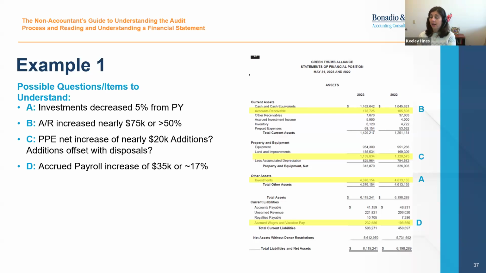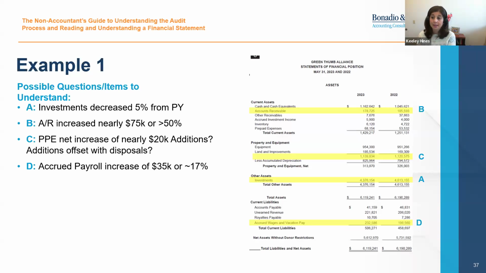So you will see your investments decreased with tick mark A. Your investments decreased about 5% from the prior year. So what could that mean? Does it mean some of the investments were liquidated? Does it mean that there was a loss on the investments? You know, really just wanting to understand, hey, what's going on with that, considering that there was a 5% decrease from the prior year.